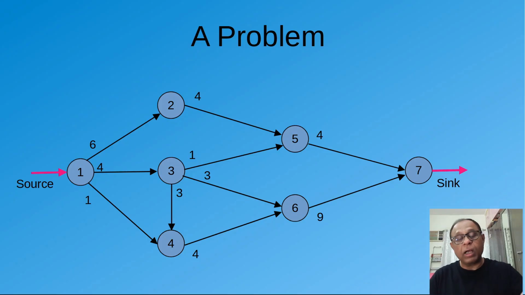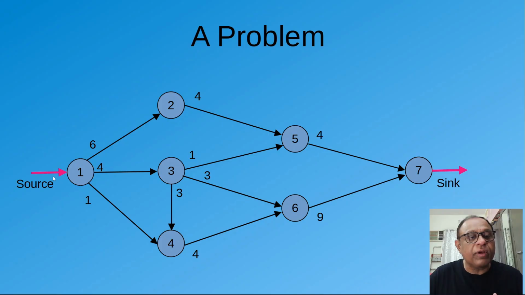Now, what is the maximum flow if these numbers which are near the arcs, that is, from arc number 1 to 2, you have 6. Arc number 2 to 5, you have 4. If these numbers represent flow, what is the maximum flow you can have from node number 1 to node number 7? Node number 1 is your source and node number 7 is your sink. So what is the maximum flow you can have?